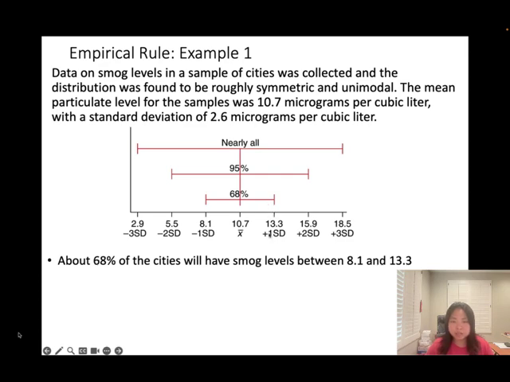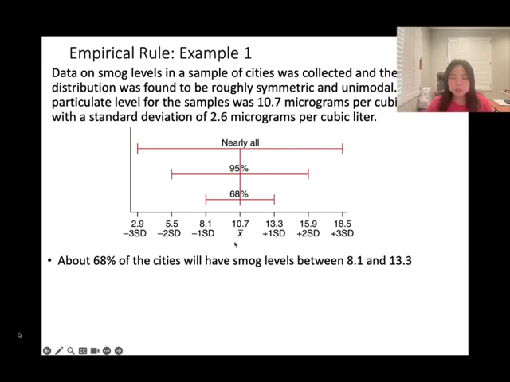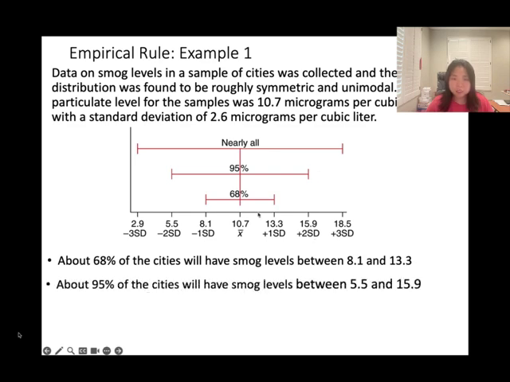And then we're going to calculate for the 95%. So the mean plus 2 times 2.6 will be 15.9. And then 10.7 minus 2 times 2.6 is going to be 5.5. And that will be 95% of the data. So I'm going to draw the conclusion like this: about 95% of the cities will have a smoke level between 5.5 and 15.9.